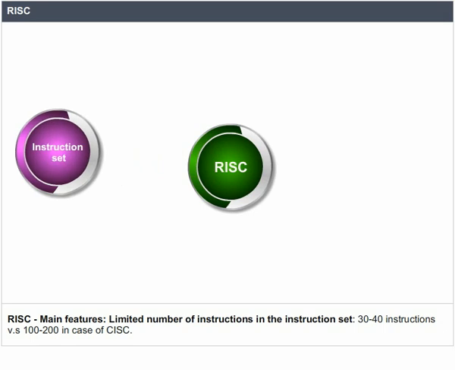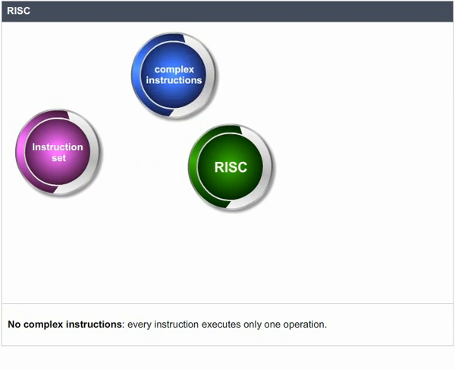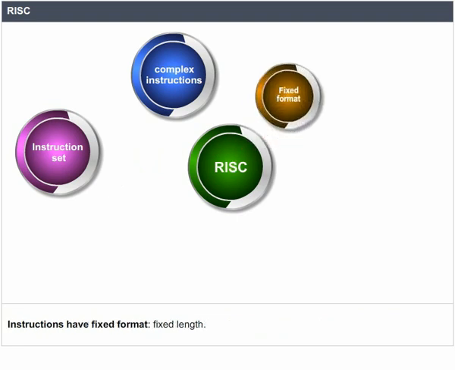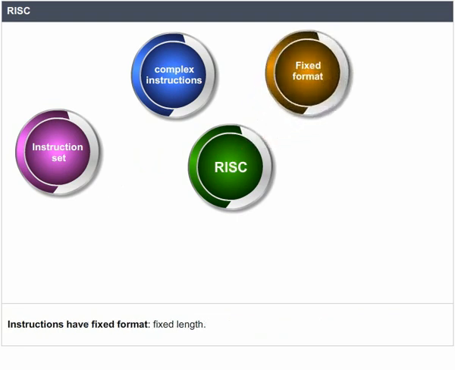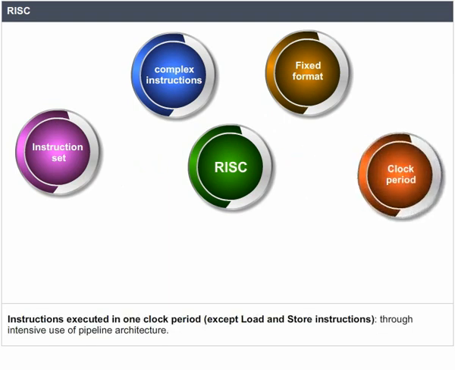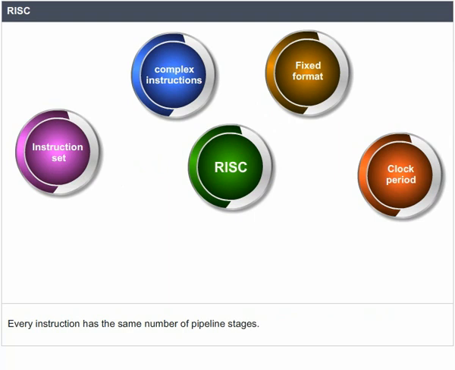RISC main features: limited number of instructions in the instruction set, 30 to 40 instructions versus 100 to 200 in the case of CISC. No complex instructions. Every instruction executes only one operation. Instructions have fixed format, fixed length, few combinations of fields inside the instruction code. Instructions executed in one clock period, except load and store instructions. Through intensive use of pipeline architecture, every instruction has the same number of pipeline stages.